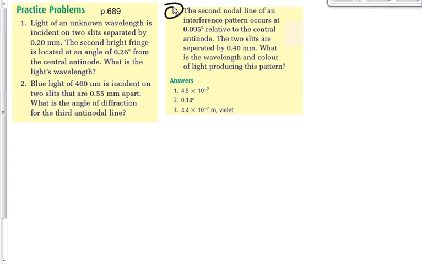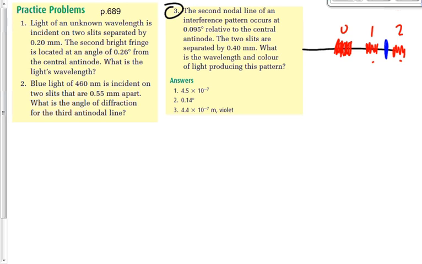You know what I find useful sometimes with these questions? If you get confused as to what the second nodal line is, draw it out. Here's my screen. Here's my central maximum, my central bright spot. This is my first bright spot, my second bright spot, my first antinode, my second antinode. If we're talking about the second node, then we're talking about this one right here.